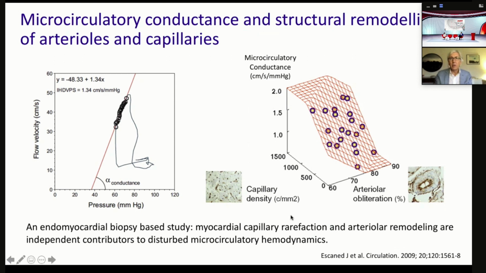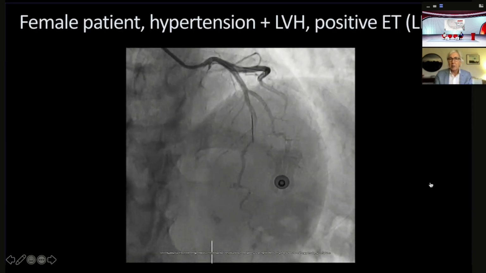And this is something that we first published in 2009, a study where we correlated the findings of intracoronary tests with the findings in endomyocardial biopsies. Here you can see, for example, that the conductance of the microcirculation, which was measured with this combined assessment with flow velocity and pressure, was related to both the decrease in capillary network and also to the thickening of arterioles. Here you can see in that study one of these thickened arterioles that was associated with low microcirculatory conductance.